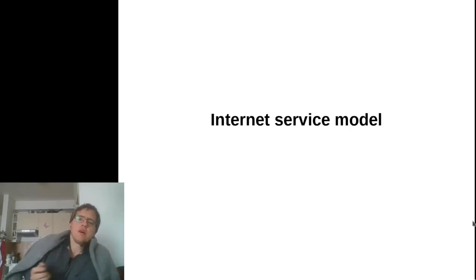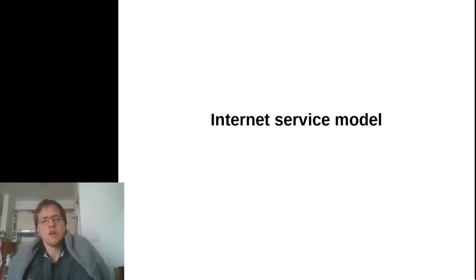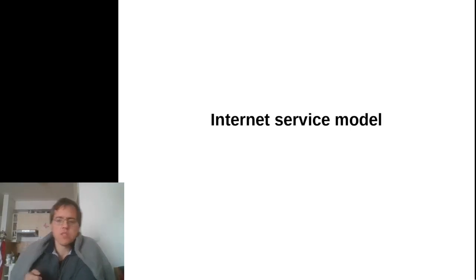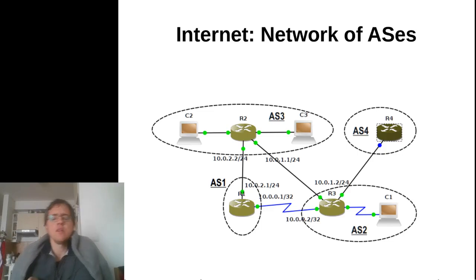So let's jump to our second topic, and this is the service model of the internet. We've just seen that the internet is basically made up of these individually operated networks, which we call the autonomous systems. The name actually just tries to stress that these are autonomously operated networks, which in and of themselves might not even need to run IP routing internally.